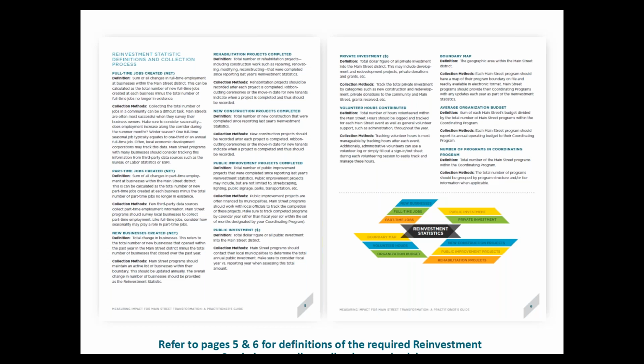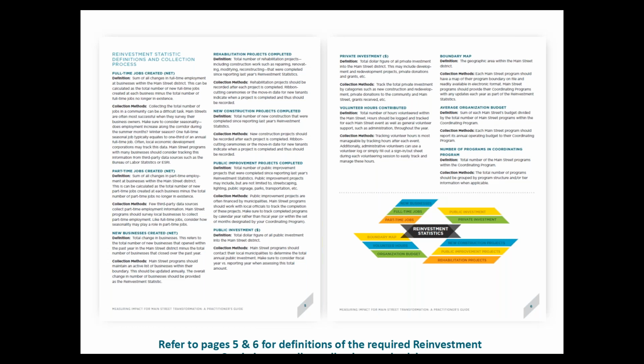What we do is we break down each of the 11 reinvestment statistics and provide a really clear, simple definition, as well as a really clear, simple collection method or best practice for collecting that data point. So I'm going to walk through each of these reinvestment statistics really quickly and go over some key takeaways with some collection methods. First, with full-time jobs created, what we're looking for is the sum of all changes in full-time employment at businesses within your Main Street district, whereas part-time jobs created is, of course, the sum of all changes in part-time employment in businesses. We also look at new businesses created, and that's the total change in businesses.